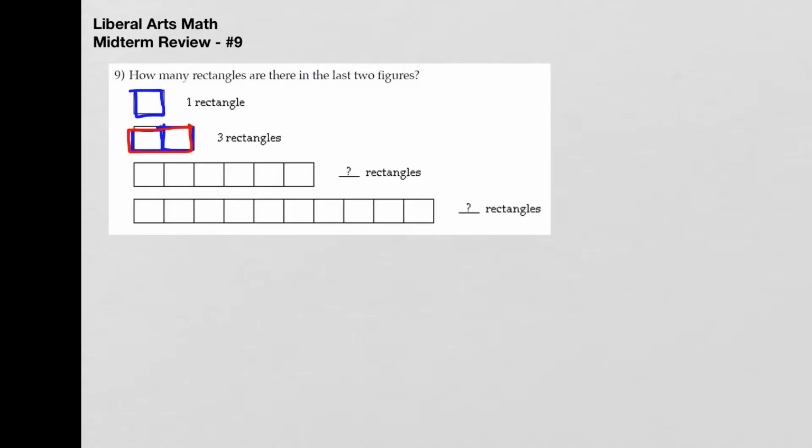So I have 1, 2, 3, 4, 5, 6. I have 6 1-unit rectangles. And then for 2 units, I have 1, 2, 3, 4, and 5. So 5 of the 2 units.